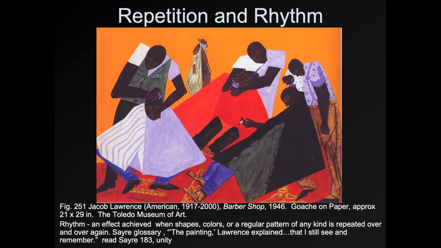So Jacob Lawrence would think about that and think about Black American music, which is the source of all pop music around the world, and show how it can relate to other parts of Black American culture. So he shows a bunch of men at the barbershop, using repetitive imagery and shapes to create a little bit of a rhythm right there. So rhythm, in effect, is achieved when shapes, colors, or a regular pattern of any kind is repeated over and over again.